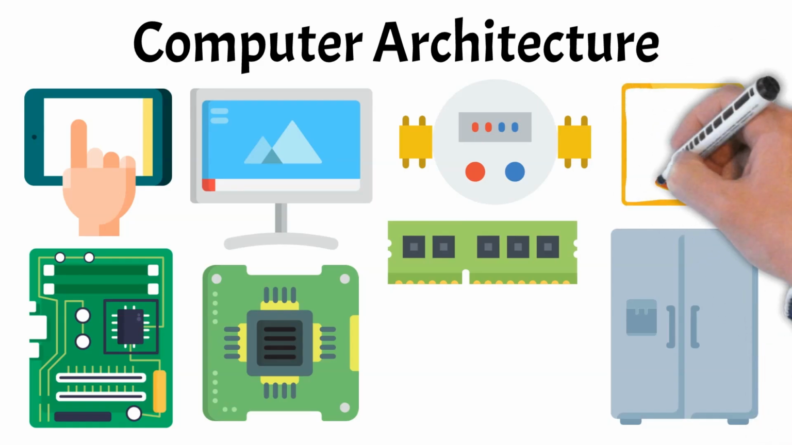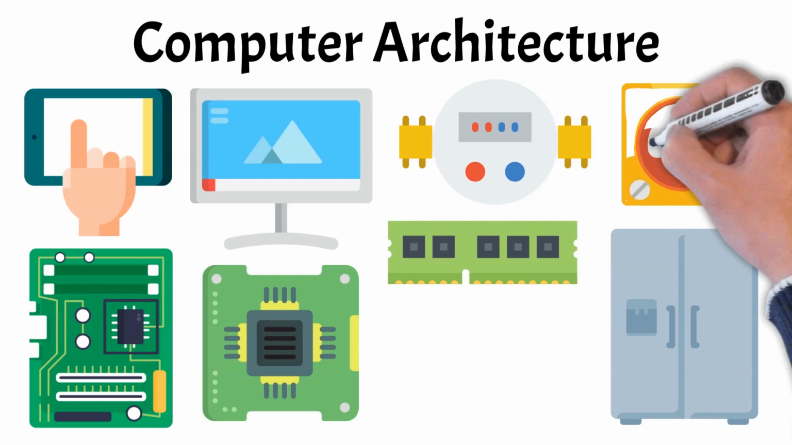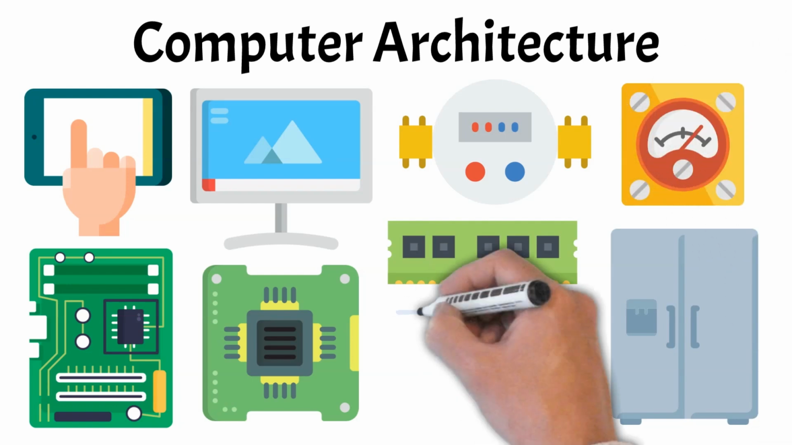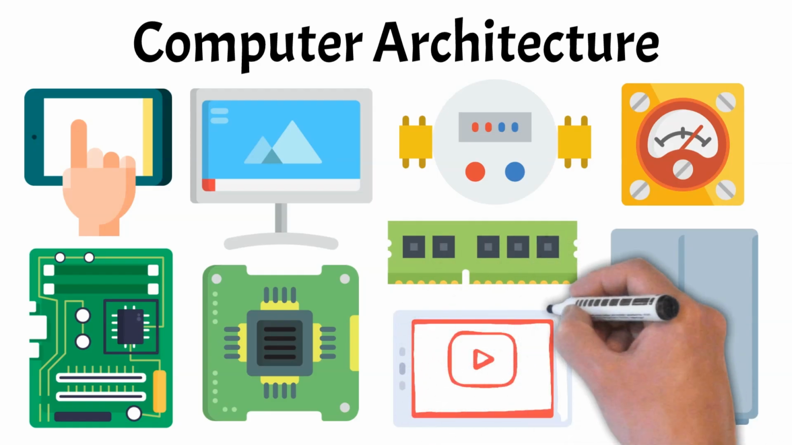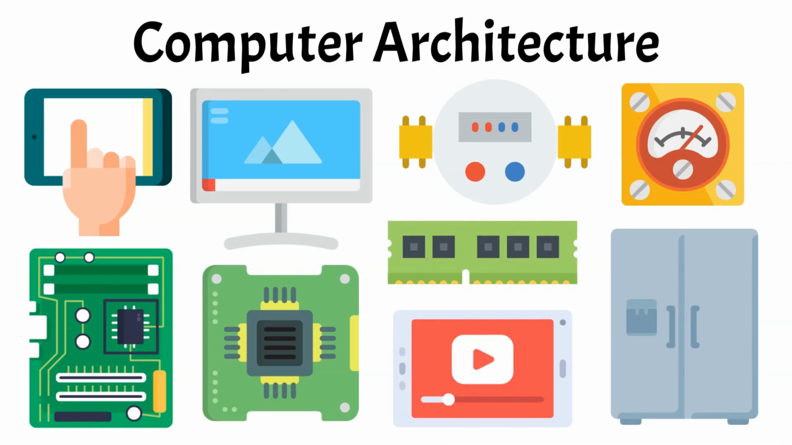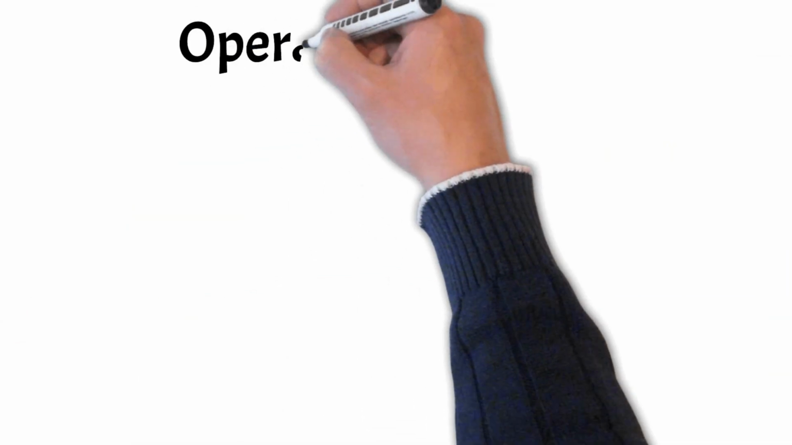Understanding computer architecture is essential for designing software that fully utilizes a device's capabilities. For a general overview of hardware components, check out our separate video on the topic. Next up, let's look at the software that brings computer hardware to life: operating systems.